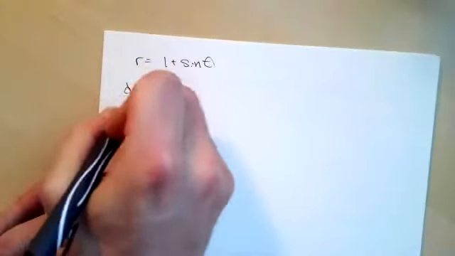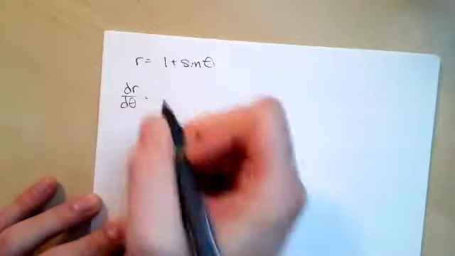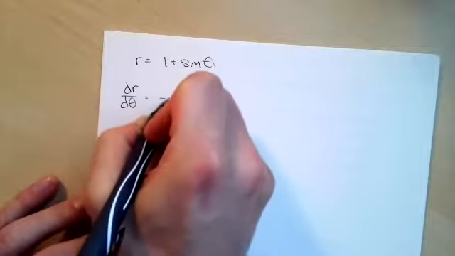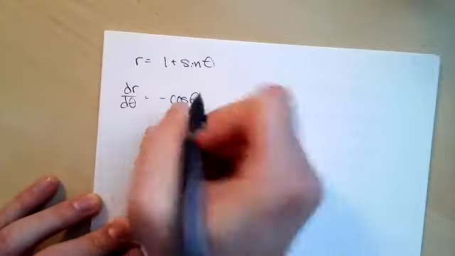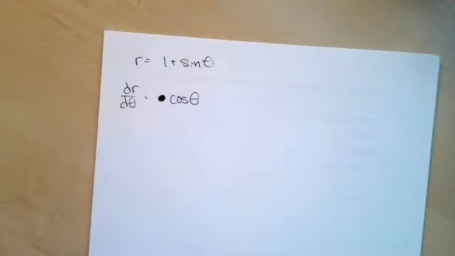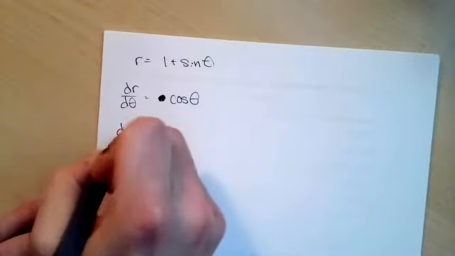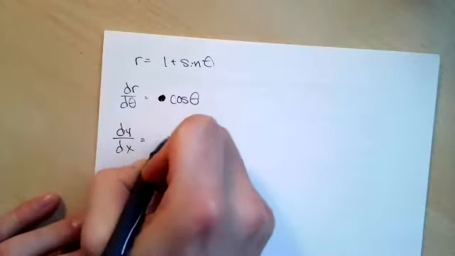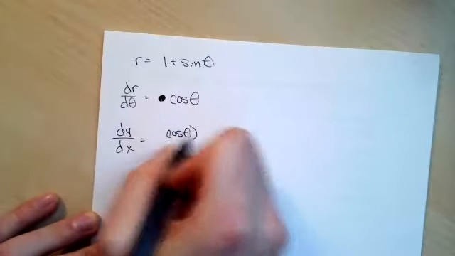So our dr d theta is just going to be cosine minus cosine. Sorry, positive cosine. Get my derivatives and integrals mixed up. dr d theta is just going to be cosine theta. And then that's about it. Fairly simple there. So our dy dx, if we plug that into our formula, we are just going to have an extra factor of cosine theta there.